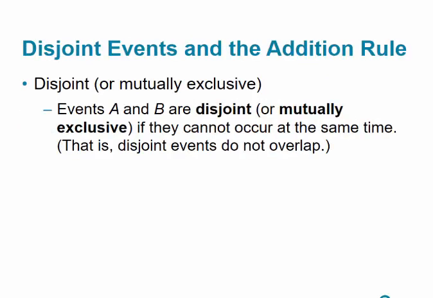The next thing we're going to talk about is disjoint events in the addition rule. Events A and B are disjoint, or mutually exclusive, if they cannot occur at the same time. An example of that would be a full-time student and a part-time student. You can't be both simultaneously, right? You're either full-time or part-time.